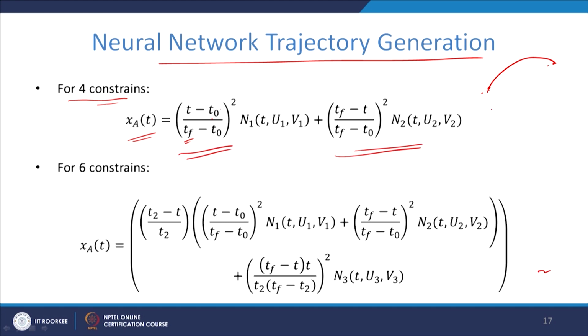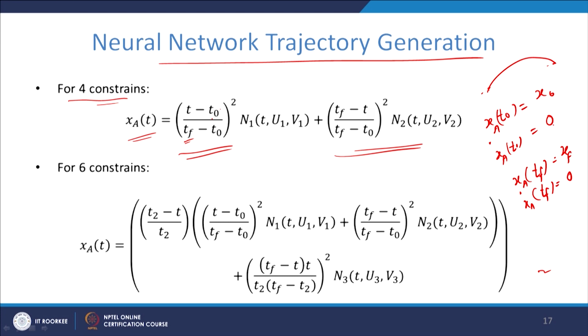Now, if our condition is that the ankle's trajectory at t naught is given as some value, let us say x naught, and its derivative, the velocity at t naught, is given to be 0, and similarly x at t f is given to be x f and the velocity at t f is some value, for example 0.